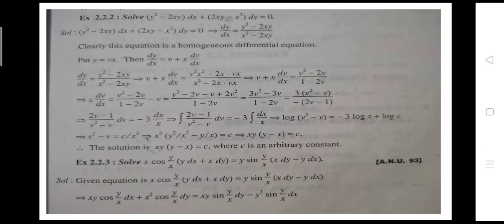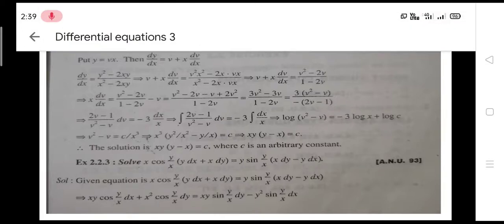This implies this is written as dy by dx is equal to (y square minus 2xy) by (x square minus 2xy). See here, the degree of numerator and the degree of denominator are both the same. Therefore, the given differential equation is a homogeneous differential equation. Clearly, we can say that it is a homogeneous differential equation.